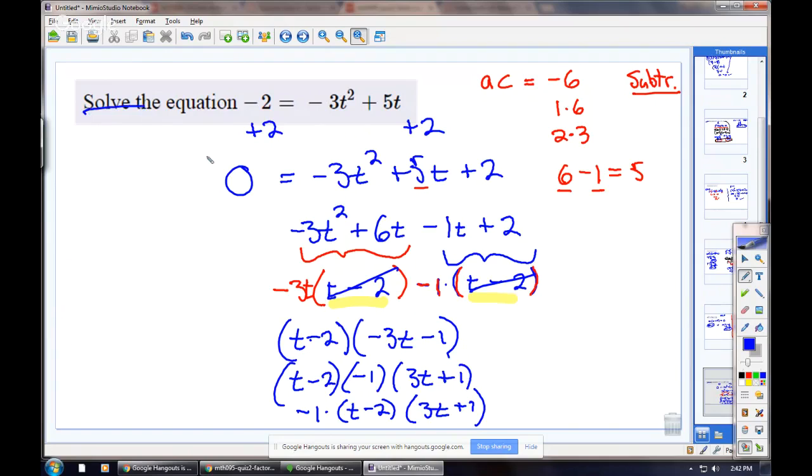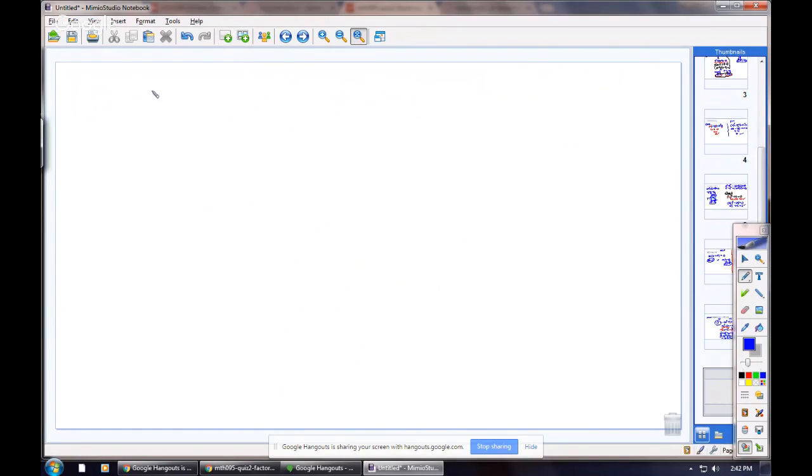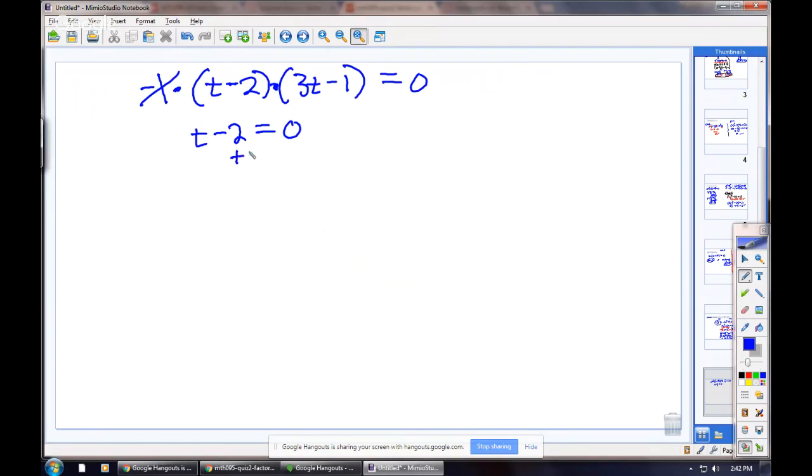I still need to solve, so I need to bring in that equals 0. Let's throw it on this side and pick up. All right, so new page. We've got -1 times t minus 2 times 3t minus 1. That equals 0. Zero product rule says you get to break it up on the multiplications. Well, -1 can't possibly equal 0, so that's useless. T minus 2 could equal 0. Adding 2 to both sides, we get that t equals 2 is one possible answer, hopefully.